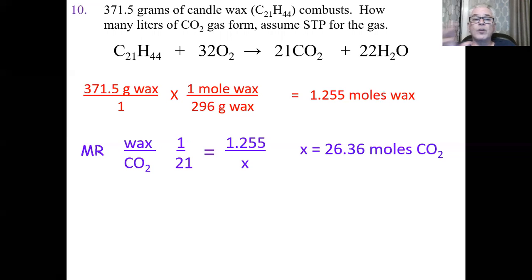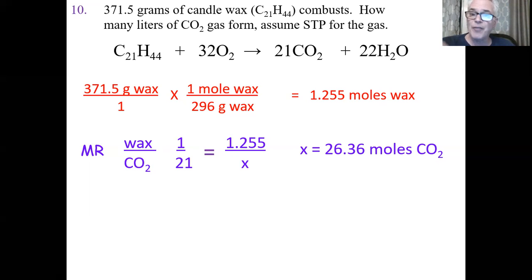All right, let's regroup. We started out with a certain chunk of wax. When it burns, it's going to produce carbon dioxide. The question is, if you have this many grams of wax, how many liters of carbon dioxide is going to come out? We have to do 3-step stoich. The first step, convert the mass of wax into moles. We did that in red. The second step, which is in purple, is to compare the ratio of moles of wax to moles of carbon dioxide. The balanced equation is 1 to 21. We have 1.255 moles to X. We cross multiply and we see that 1.255 moles of wax will produce 26.36 moles of carbon dioxide.